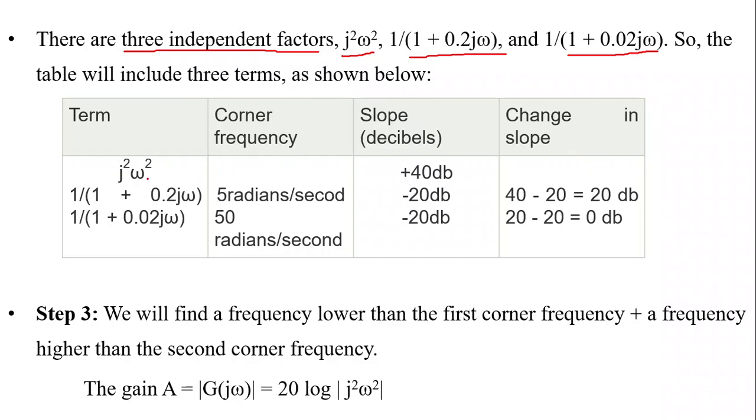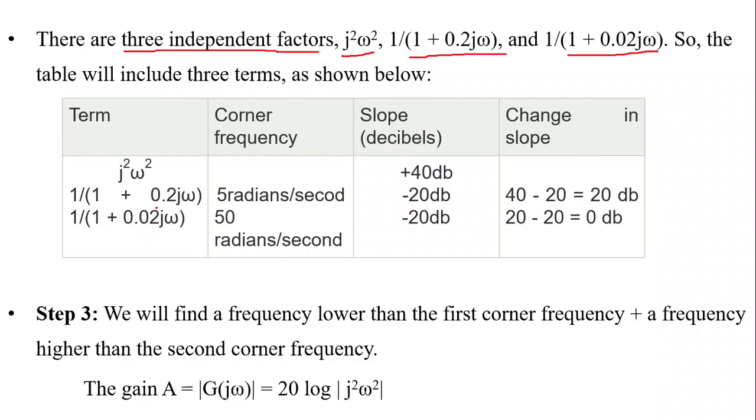The first term in our transfer function is j squared omega squared. We don't have any corner frequency for this term, we just have the slope of 40 dB. And in the denominator we have 1 divided by 1 plus 0.2 j omega. For this term we have the corner frequency at 5 radians per second, and the slope at minus 20 dB, and the change in slope is 40 minus 20, equal to 20 dB.